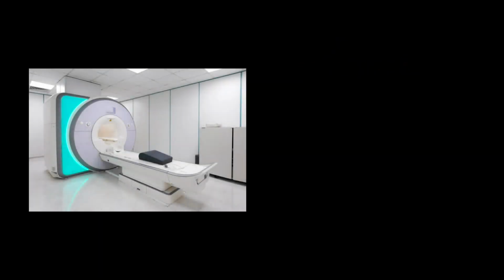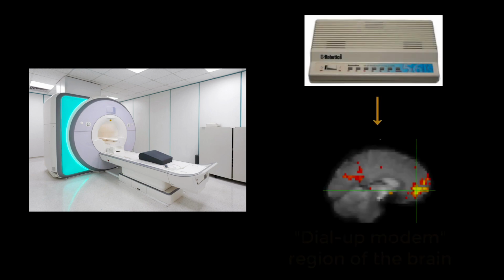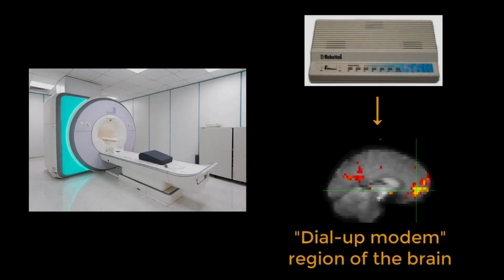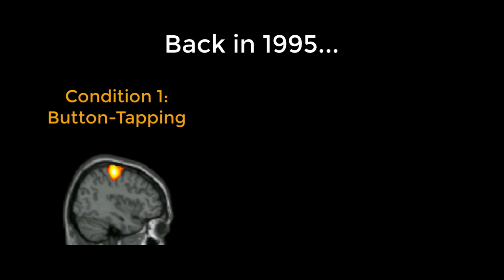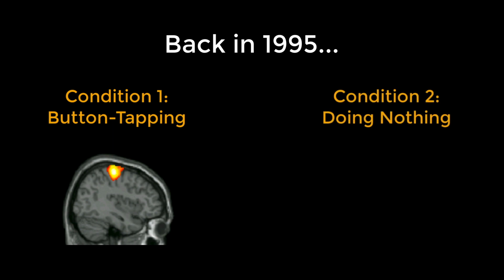MRI scanners were becoming faster and more affordable, and researchers were investigating how the brain responded to different stimuli. But what if the subject was doing nothing at all? In 1995, a man named Bharat Biswal scanned subjects when they were doing a task, in this case, pressing buttons at a certain rhythm, and also when they were simply resting, a condition called resting state.